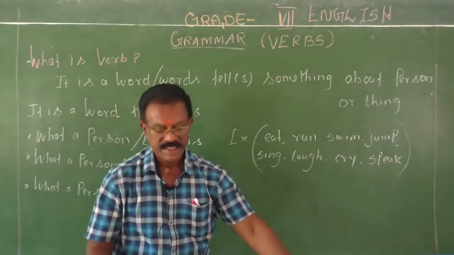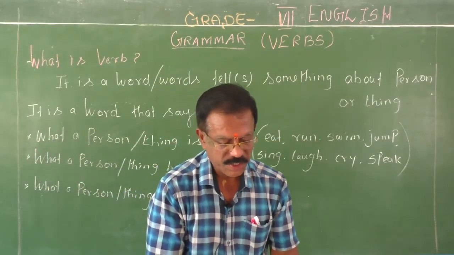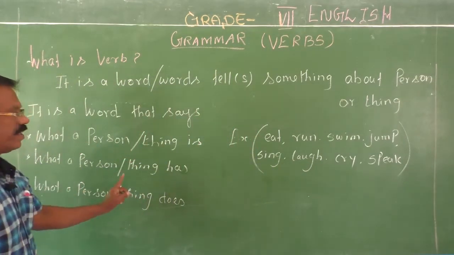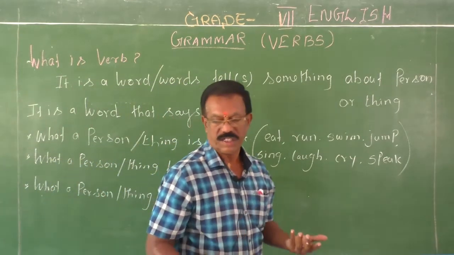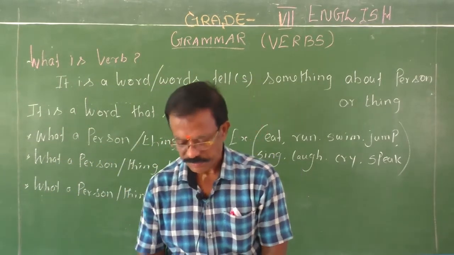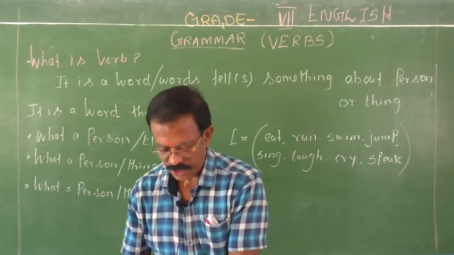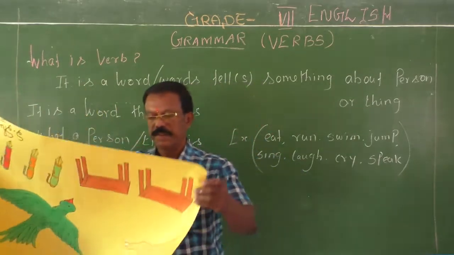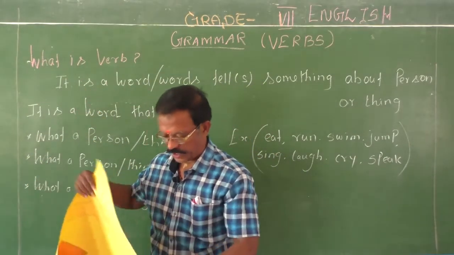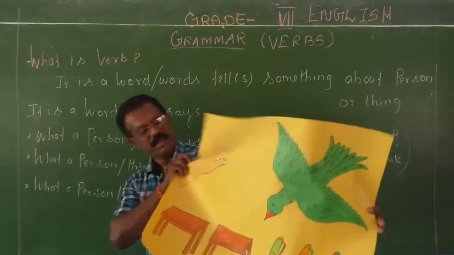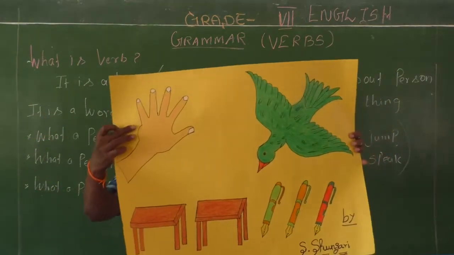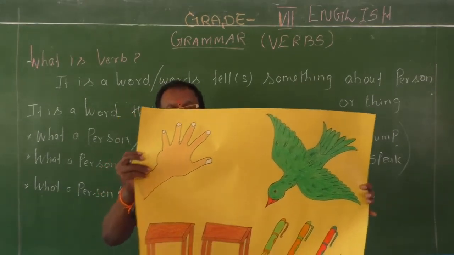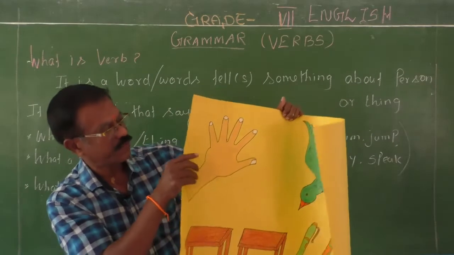Okay children, second picture. The second picture shows the second important function of a verb: what a person or thing has. Here is a picture. I'll show you that picture. Through that picture you can understand the second function of a verb. Now look at this picture. See, this is a hand of a man. The hand has five fingers.